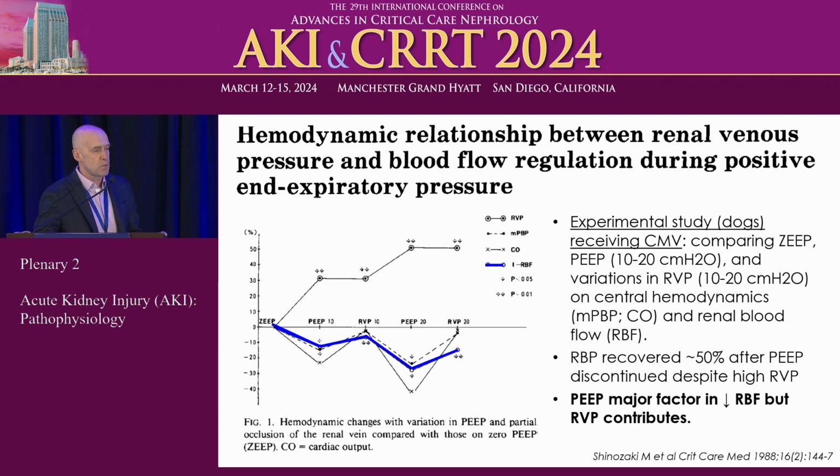This is another experiment, an experimental study in dogs looking at PEEP application, but also alterations in systemic venous pressure. What they showed is that if you raise the PEEP, you will decrease renal blood flow. If you raise the PEEP and add an increase in renal venous pressure, you'll compound that. So at high levels of PEEP and high levels of renal systemic venous pressure, you will see dramatic decreases in renal blood flow. If you release the PEEP, you will, to some extent, recover renal blood flow by close to 50%. But even releasing the renal venous pressure, it shows that it's a major contributor.